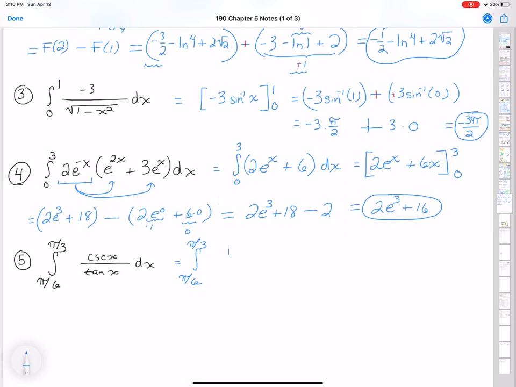So of course, cosecant, just using our quotient identity, is 1 over sine. Divided by tangent is like multiplying by cotangent, multiplying by the reciprocal of tangent. So dividing by sine over cosine would be like multiplying by cosine over sine. Yeah, cosine over sine here.